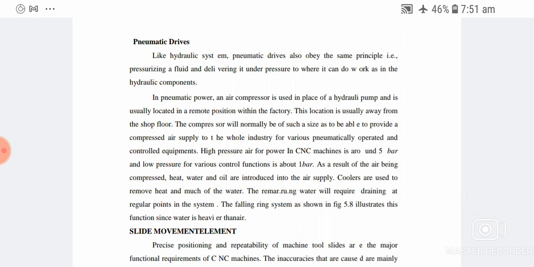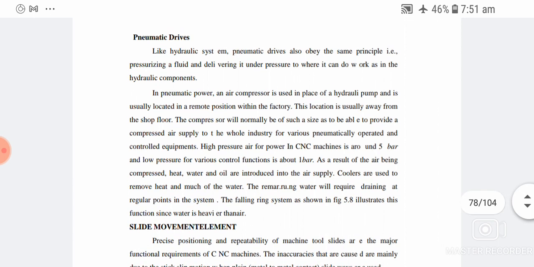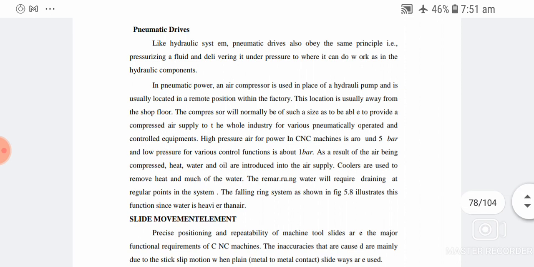The compressor will normally be of a size able to provide the compressed air supply for the whole industry for various pneumatically operated and controlled equipment. High pressure air powers the CNC machine, and under 5 bar low pressure is used for various control functions. The result of air being compressed is heat, and water and oil introduction to the air supply.